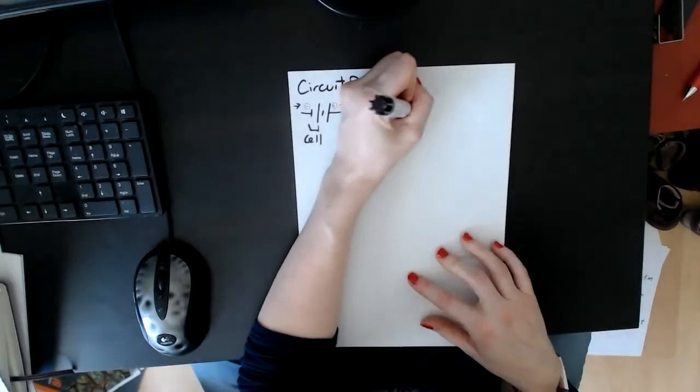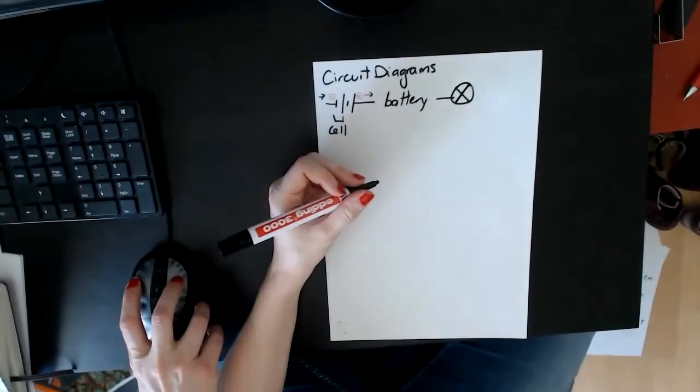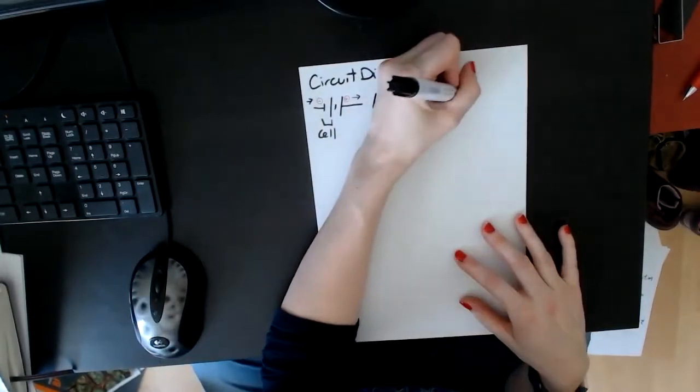So that's a battery. Other symbols you need would be, wait, am I recording? Yeah, okay, sorry.